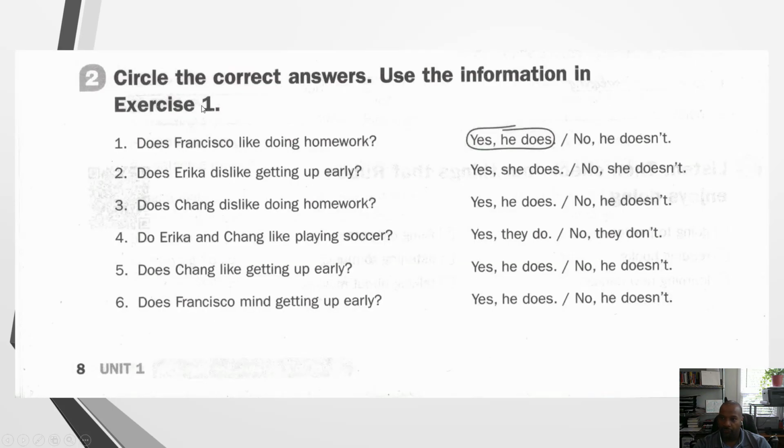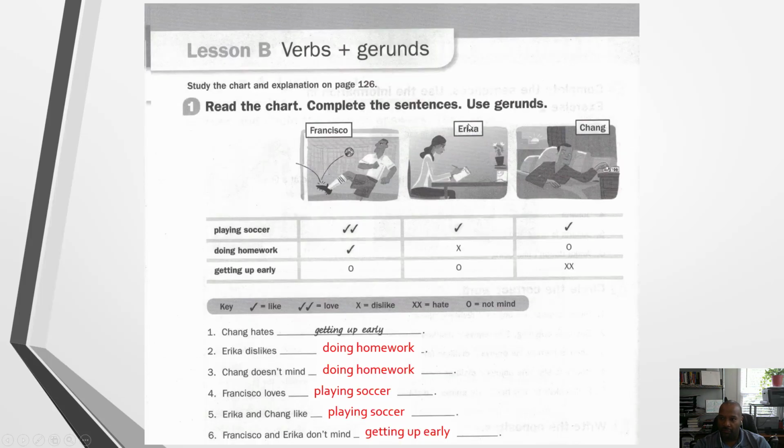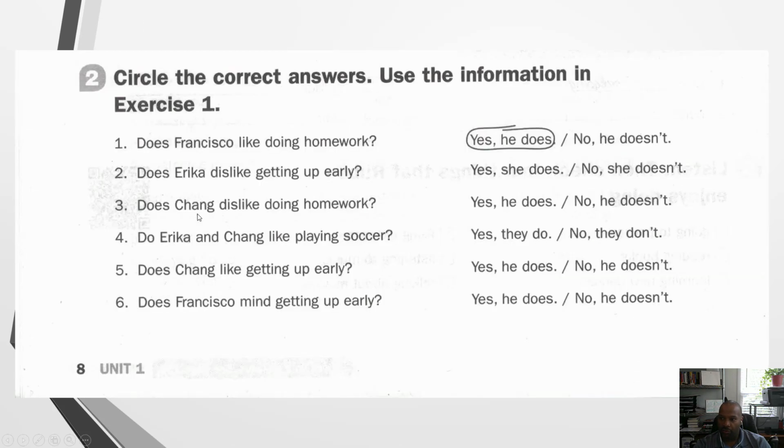Okay, let's move on. Circle the correct answers. Use the information in exercise 1. So we're going to use this information here to answer these questions. Does Francisco like doing homework? The first one is done for us. Yes, he does. Number 2. Does Erica dislike getting up early? I put down no, she doesn't.